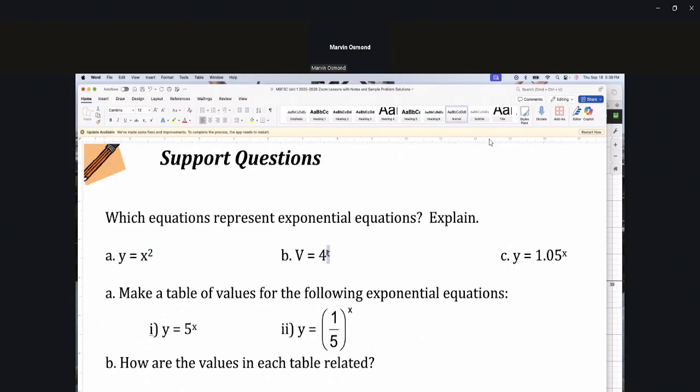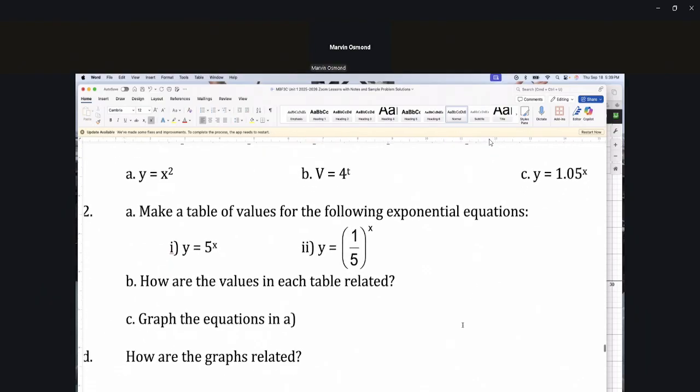Here again, the t is the exponent, so we do for sure have an exponential equation. And then y equals 1.05 to the power of x. And again, the value right here can be anything as long as the x is in the exponent. If the x is in the exponent, then we do for sure have an exponential relation or an exponential equation.